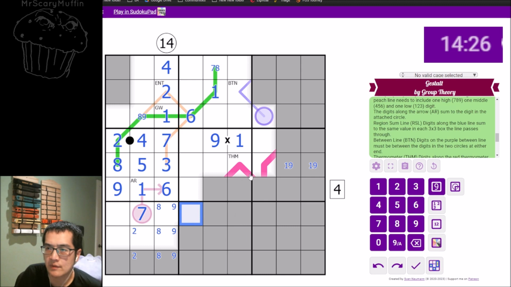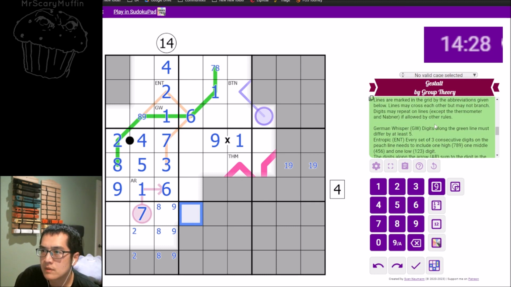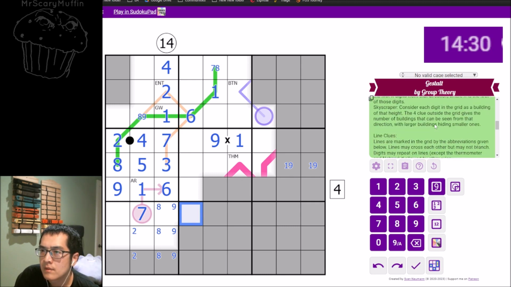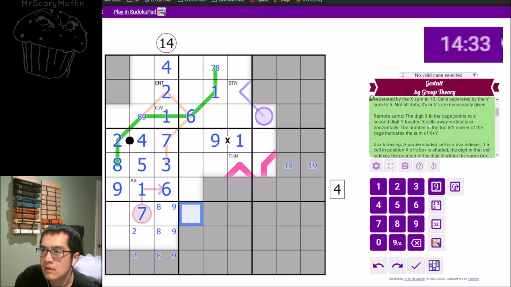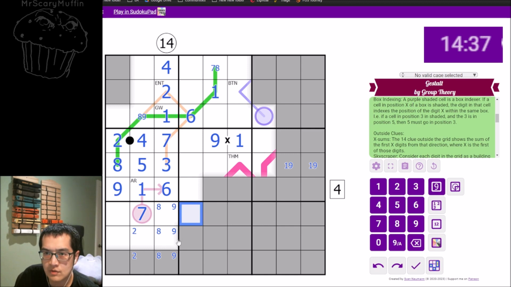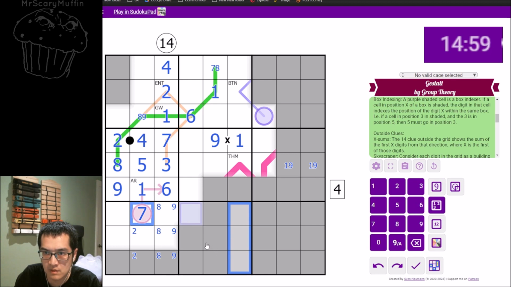Oh, we got a little purple square. Purple square, what does it do again? What does it do? Tell us. Purple square. Too many rules. Okay, purple square is the box indicator. So whatever's in here puts the 1, right? Position X, digit X. Okay, so yeah. So 1 cannot be in 3, 6, or 9. That's about it, right? Cannot be 3, 6, or 9, and can't be 7.